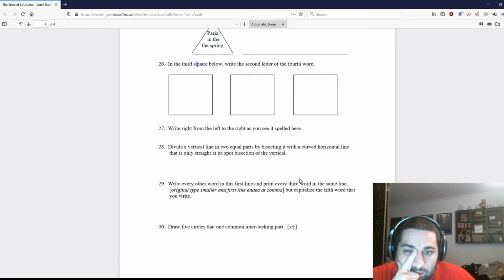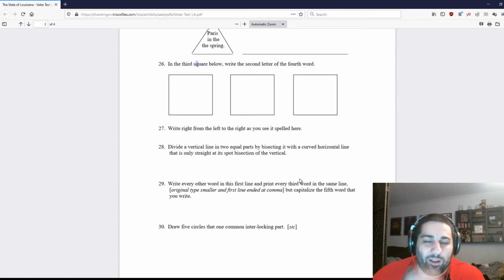Write from right to left, to the right as you see it spelled here. What? Okay, so I'm writing from right to left, to the right. I don't even know what this question is asking. They've all been so confusing, and this is the most confusing one. It's not confusing, Joe. Write from left. So I'm writing right from left instead of left from right, to the right as you see it spelled here.